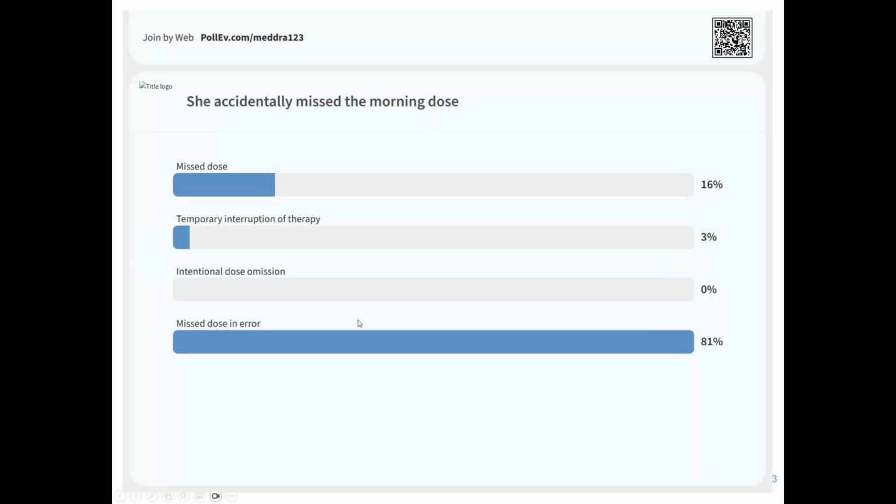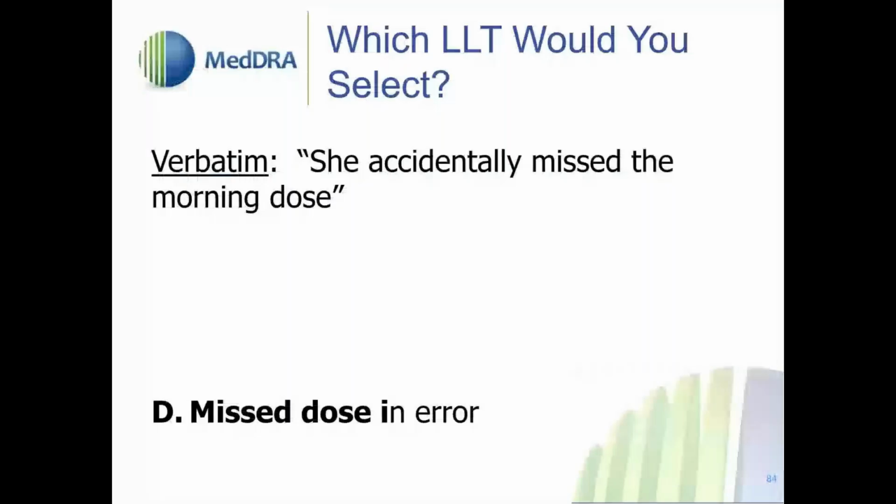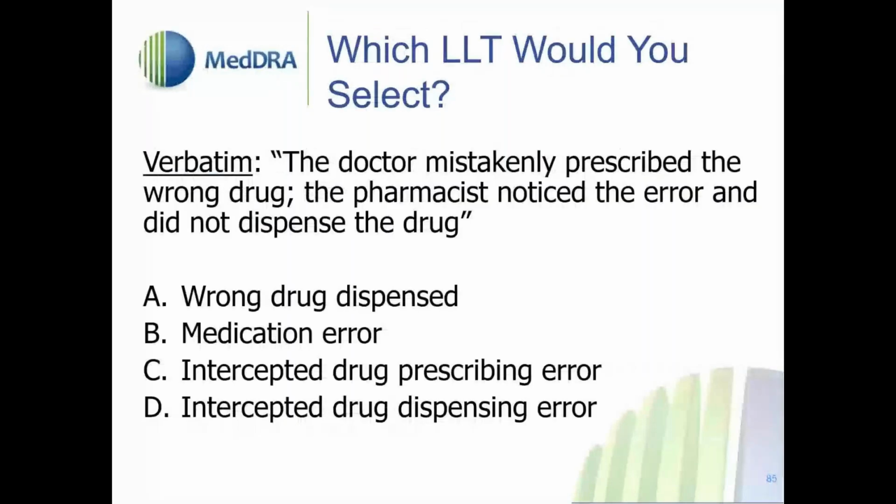Well, what about this temporary interruption of therapy? This is an example where that companion document that we showed you comes in handy because it gives you nuances of what they mean by temporary interruption of therapy. And if you look at that temporary interruption in the companion documents, you'll see it talks about external factors causing the interruption. Like, for example, the patient couldn't afford the medication, so they stopped for a while. That's a temporary interruption of therapy. So I'm glad to see these responses, and the majority of you are correct. Missed dose in error, so thank you for that.